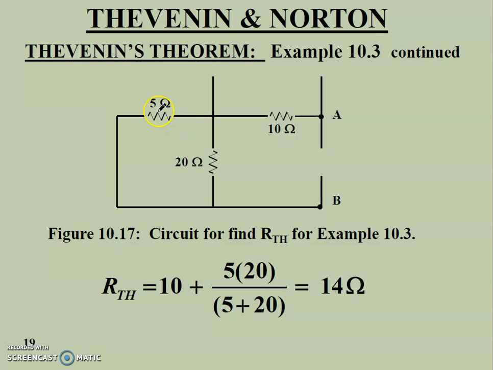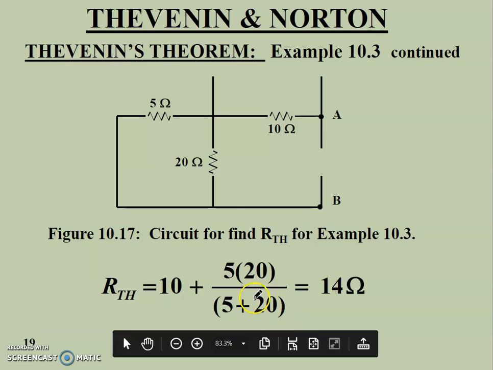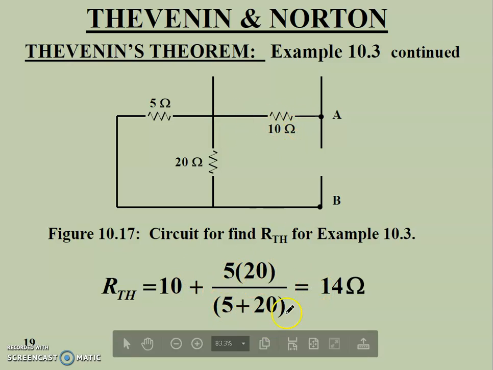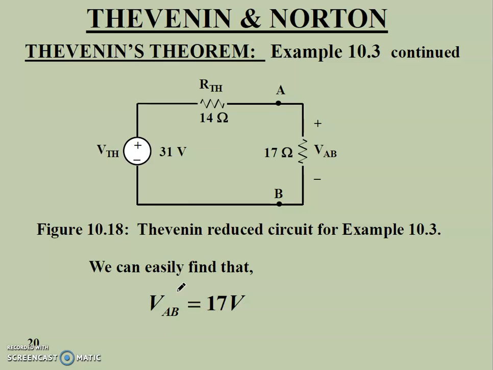In this case, 5 ohm and 20 ohm are in parallel, so R1 into R2 upon R1 plus R2. Likewise, you can solve the network. The equivalent of this network will be in series with 10 ohm, so if we add these values with 10 ohm, it gives the RTH value of 14 ohm. So the whole network can be replaced by a single voltage source VTH and a single resistance RTH.